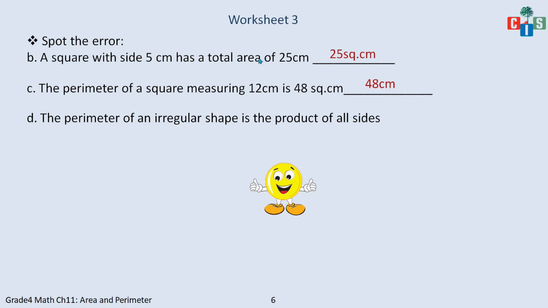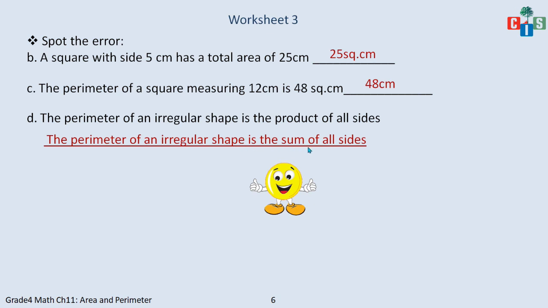So I hope you remember the area of the square and the perimeter of the square formula with its unit. Now the last statement I am taking is: the perimeter of an irregular shape is the product of all sides. Now the perimeter is what? It is the sum of all sides, because it is the boundary. So the statement will be: the perimeter of an irregular shape is the sum of all sides. Here it's the product, here it's the sum.